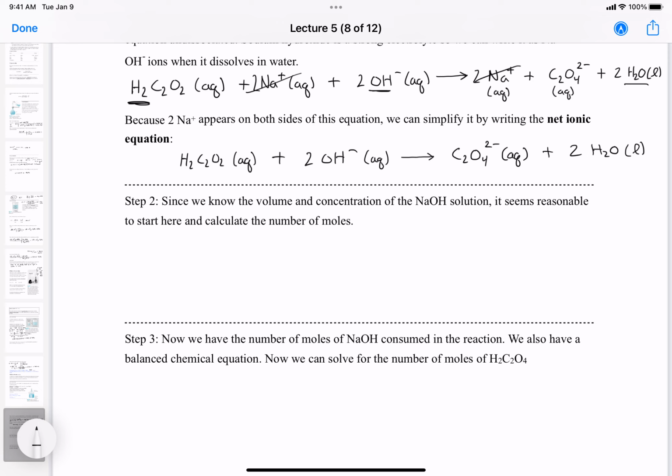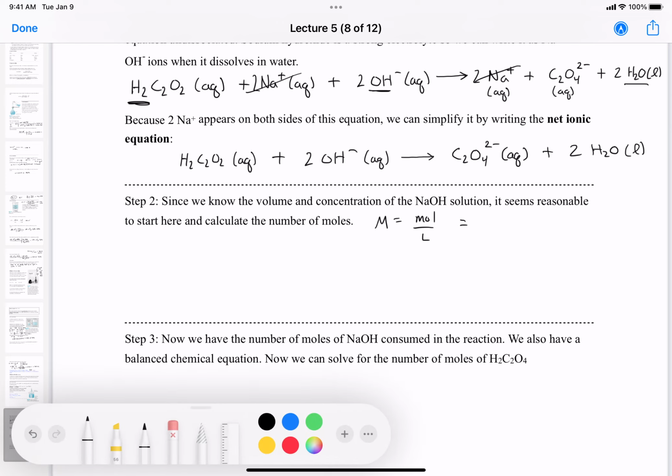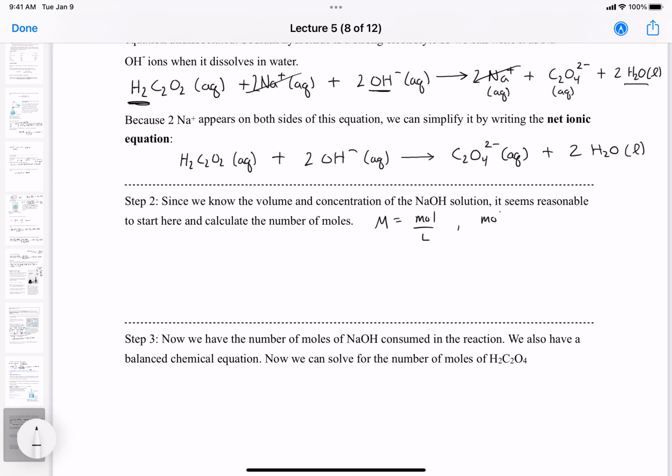Okay. All right. So we know the volume and concentration of sodium hydroxide. Now we can calculate the number of moles of sodium hydroxide that reacted in solution. I'm just going to keep writing the equation here so we get it in our heads that molarity equals moles over liter, which means moles is equal to molarity times liters. So the molarity of sodium hydroxide is 0.200 molar, or moles per liter.